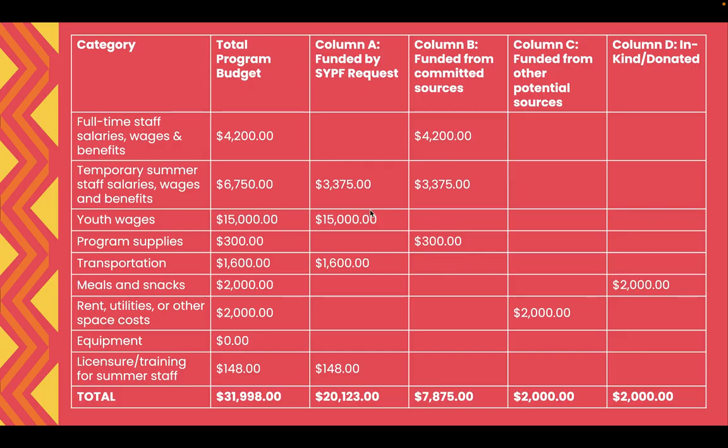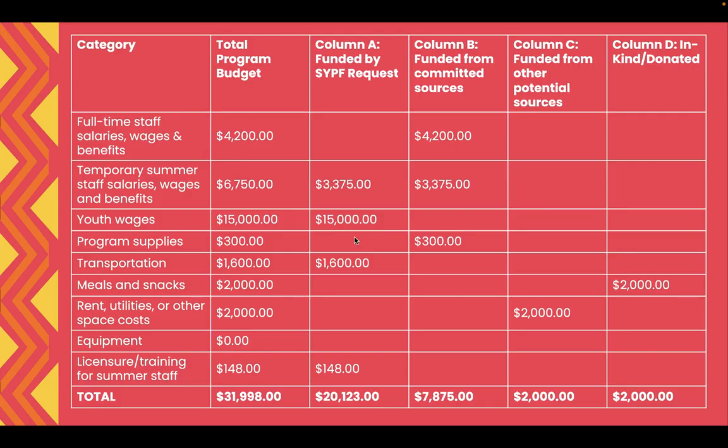Youth wages, they are planning to request all of youth wages from Summer Youth Program Fund, which is great. We actually have several funders who are part of our collaborative who really care about youth employment, and this is the kind of thing they love to fund. Program supplies, it looks like they're not planning to request funding from Summer Youth Program Fund because they've already got that covered. Let's say they already buy hundreds of t-shirts every year, so it's already covered somewhere else.